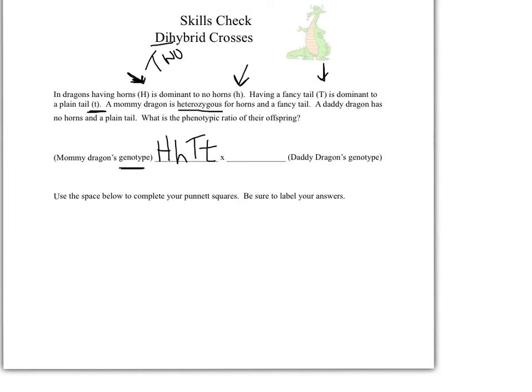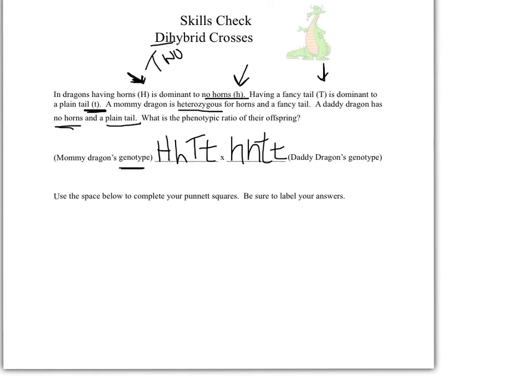And then the dad has no horns and a plain tail. So the only way that he can have no horns is if he has two little h's. So he's little h, little h. And then the plain tail goes back up to here. Plain tail. The only way he can be plain-tailed is if he's little t. Okay, so that makes sense?